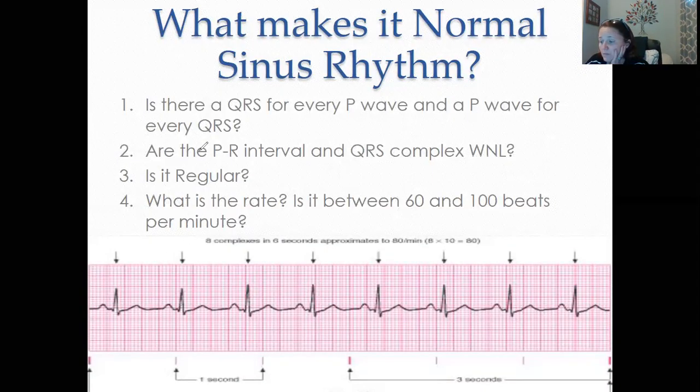So is it regular? As I said, are these spaces the same? You could count the amount of boxes between them too, but it's easier to use calipers or paper.